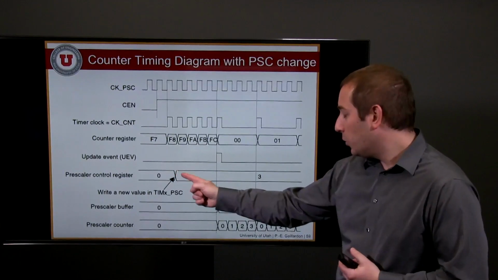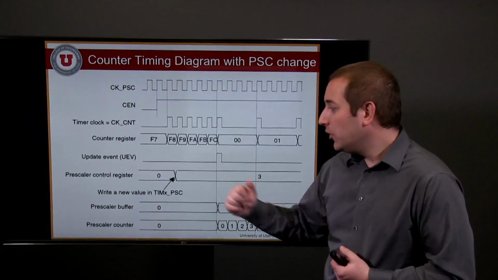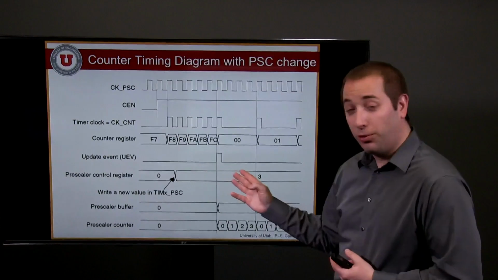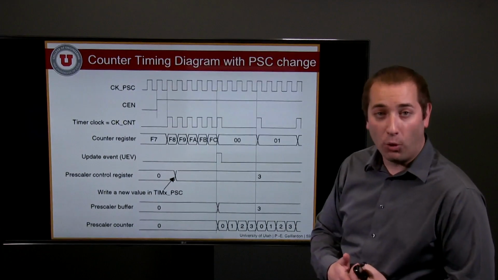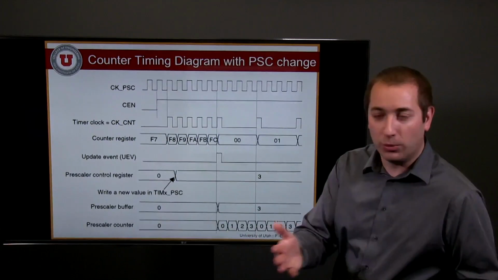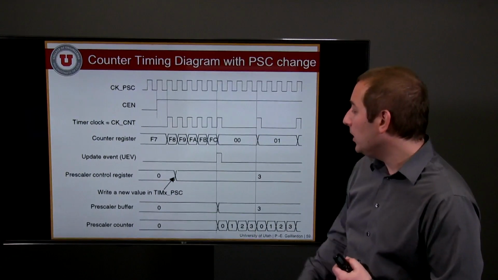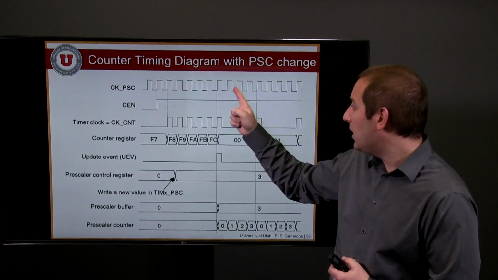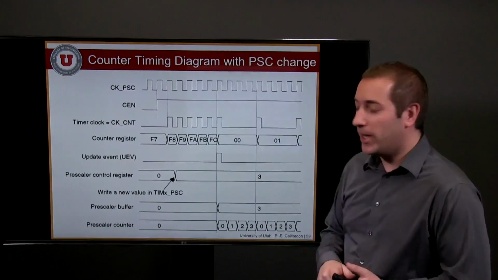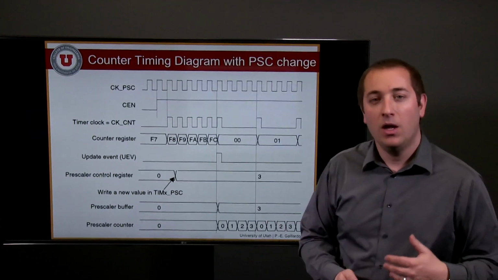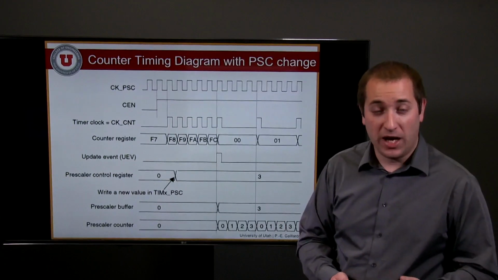After some time, we decided to change this prescaler control register from 0 to 3, meaning that I'm going to divide my clock frequency by 4 in that case, between 0 and 3. And what happens is the following. It does establish, and then I'm starting to get a divided value on my clock frequency. That way you will be able to change your time base once again.